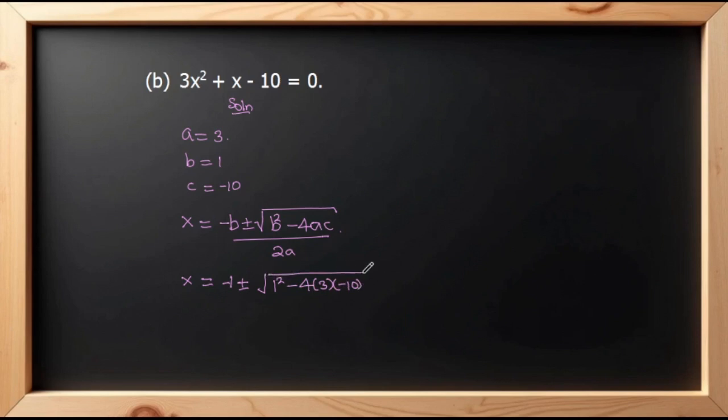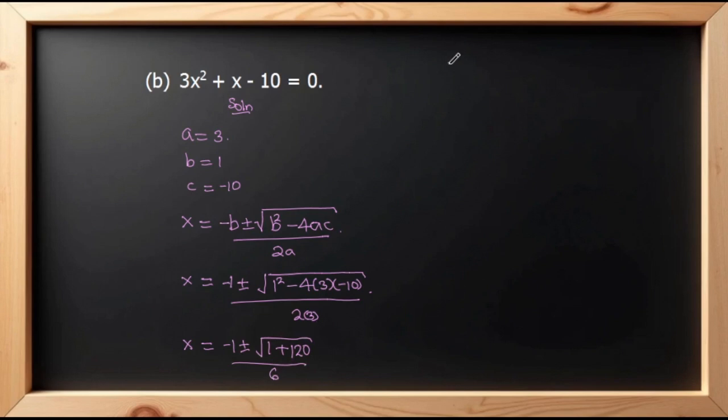And then we divide everything by 2 times a, and a is 3. So let's keep simplifying, and we have here negative 1 plus or minus the square root of 1 is 1. Then negative times negative is positive, so 4 and 3, that is 12, times 10 is 120. So we have here 120 plus 1 all over 6.